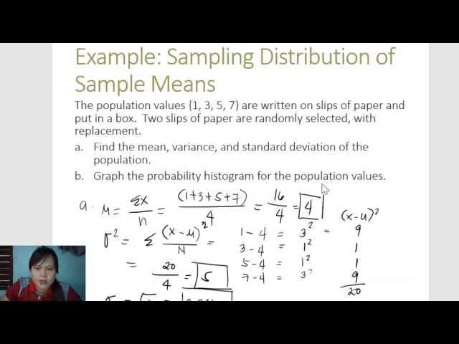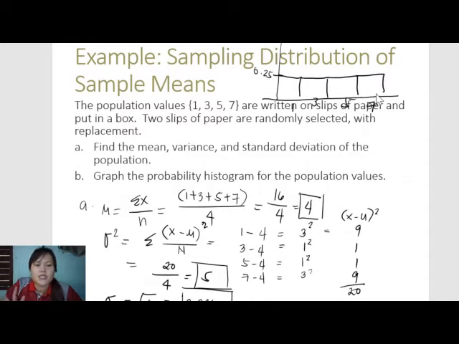And next, graph the probability histogram of the population values. The histogram is equal for all, 1/4 or 0.25, because they all have equal chance. 1, 3, 5, 7. The probability of getting 1 is 1/4, the probability of getting 3 is 1/4, the probability of getting 5 is 1/4, and the probability of getting 7 is 1/4 as well.